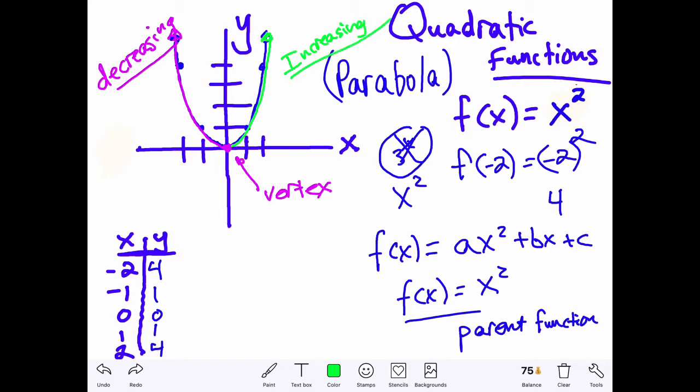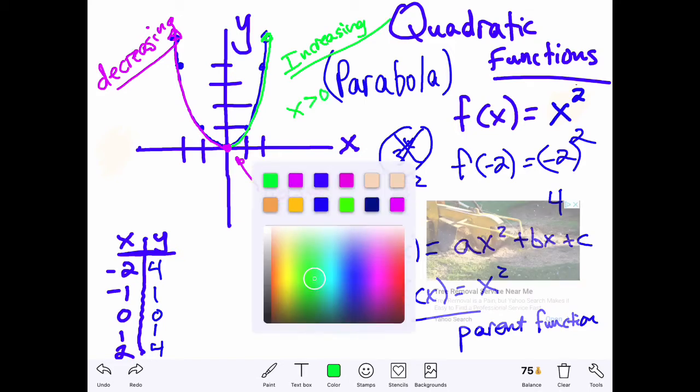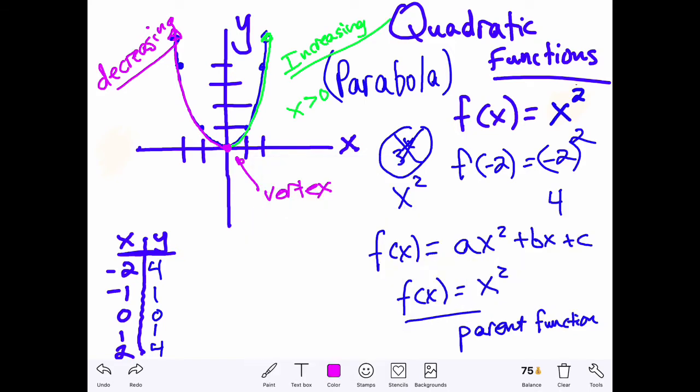So it's increasing on the domain of x greater than 0. And it's decreasing when x is less than 0. And at the vertex, it's neutral. It's not increasing or decreasing. And that's again called your vertex.